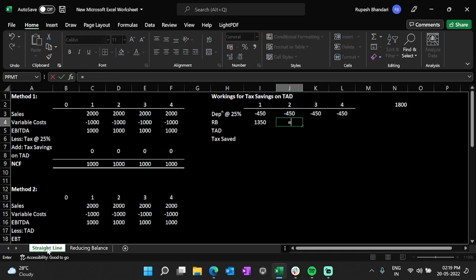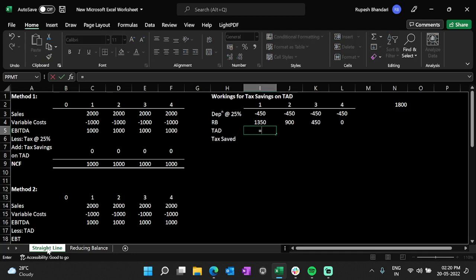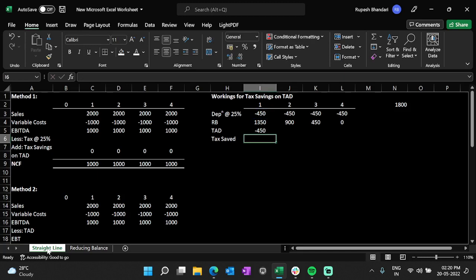In the second year, what will happen? The remaining balance of the first year plus the depreciation for the year, we get the remaining balance. So we just copy the formula across. In the last year we'll have zero balance. So what will be the TAD in this first case? In the first year it will be the depreciation amount only, because we are just assuming that tax allowable depreciation will be 25% only. So we just copy that across. It'll just be the same figure.